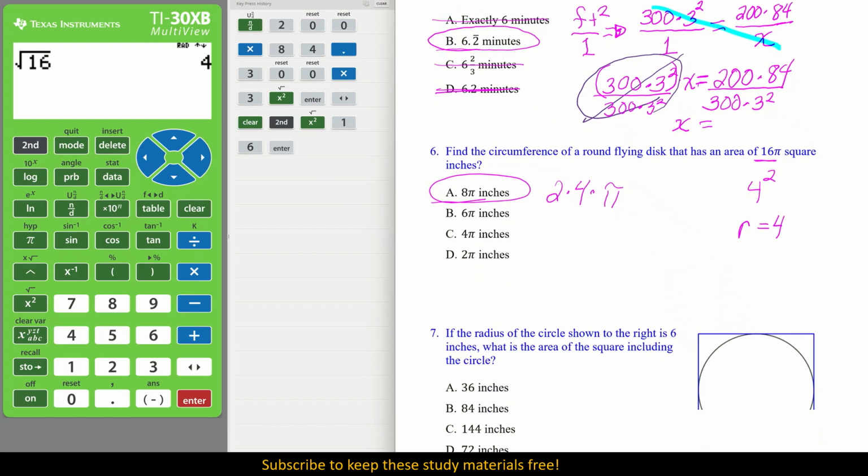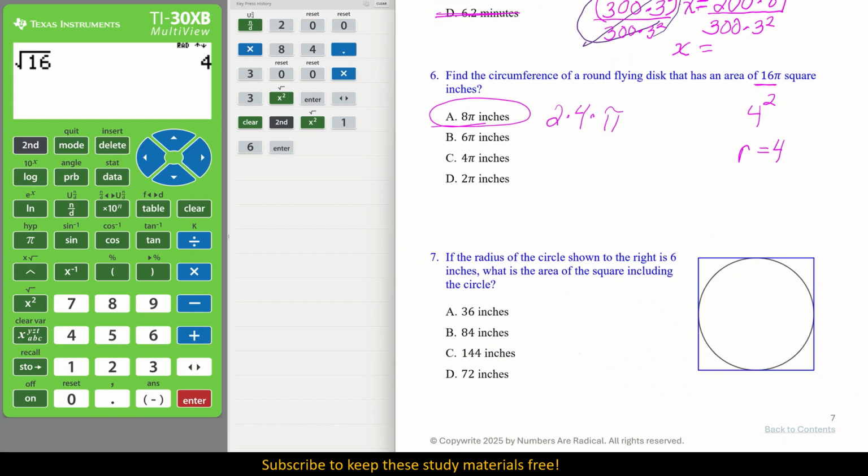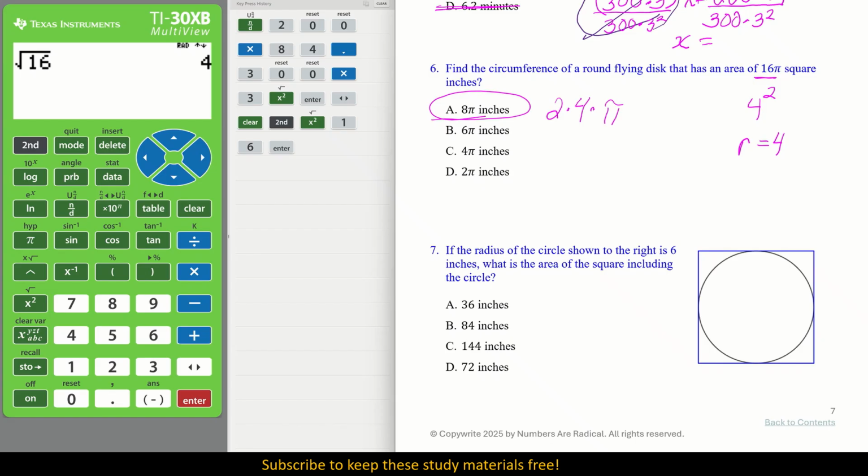All right, let's go to number 7. It says if the radius of the circle shown to the right is 6 inches, what is the area of the square, including the circle? So we know that radius is halfway. Well, if this is 6, then the rest of it has to be 12. So that's our diameter.